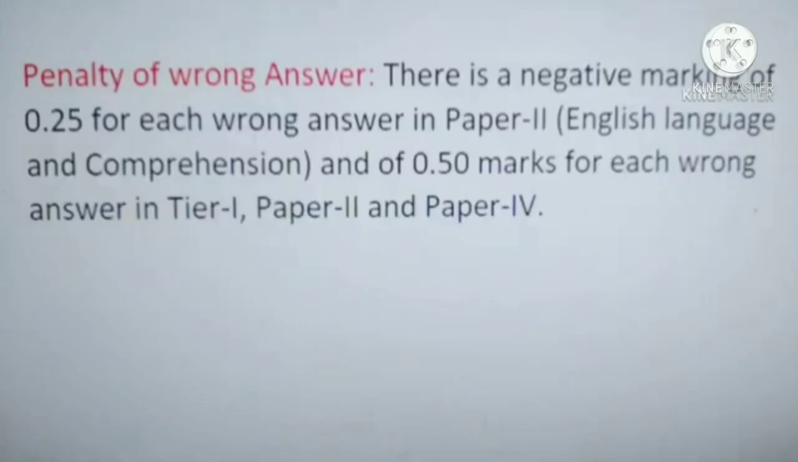Then remember the penalty for a wrong answer. There is also negative marking, but it is 0.25 for every wrong answer in the second paper, English language and comprehension, and 0.50 marks for each wrong answer in paper first, third and paper fourth. So accordingly, please prepare and note the idea of wrong answers and negative marking mentioned here on the screen.